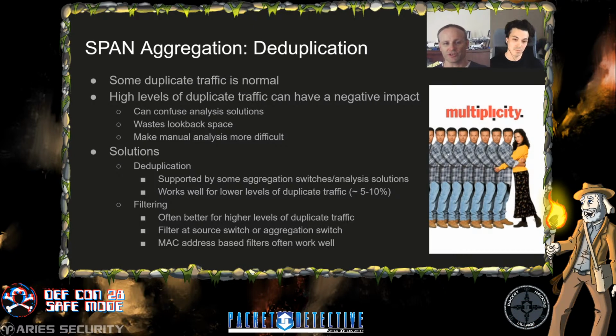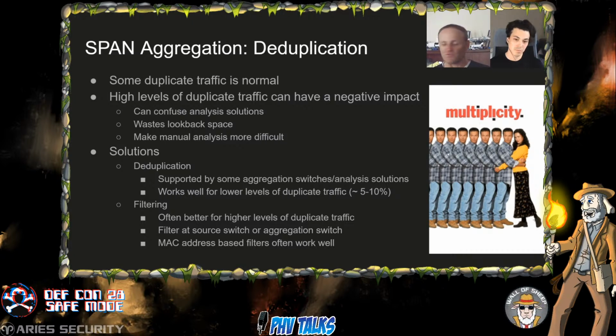So a couple of solutions here. One is going to be deduplication, which is a feature essentially supported by some aggregation switches and some packet analysis solutions. My general rule of thumb is that it works pretty well for lower levels of duplicate traffic. As I said, it's normal to see some amount of duplicate traffic, and deduplication can handle that pretty well.